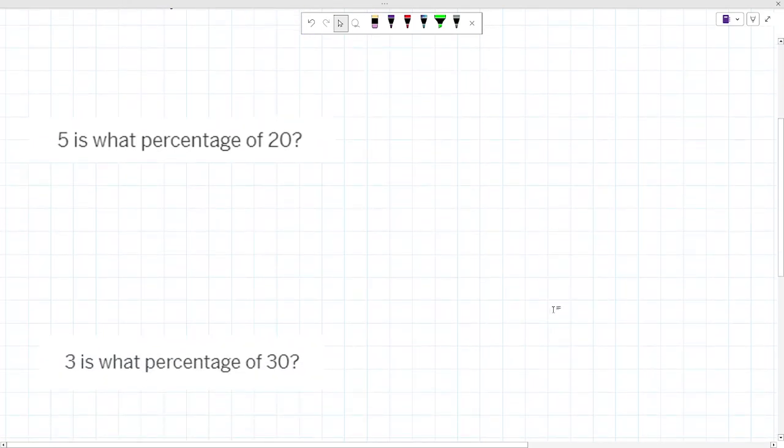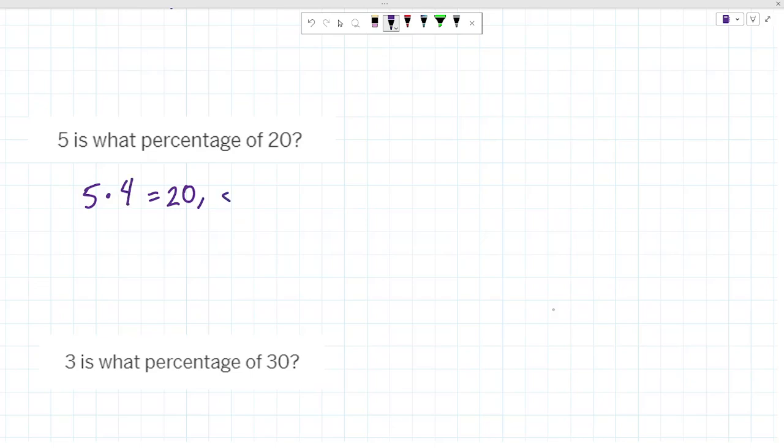So in the next one, 5 is what percentage of 20? Let's use a similar strategy. So 5 times what equals 20? You might use your multiplication chart. You can pause the video if you need some time to think. 5 times 4 is 20. So 5 is 1/4 of 20.